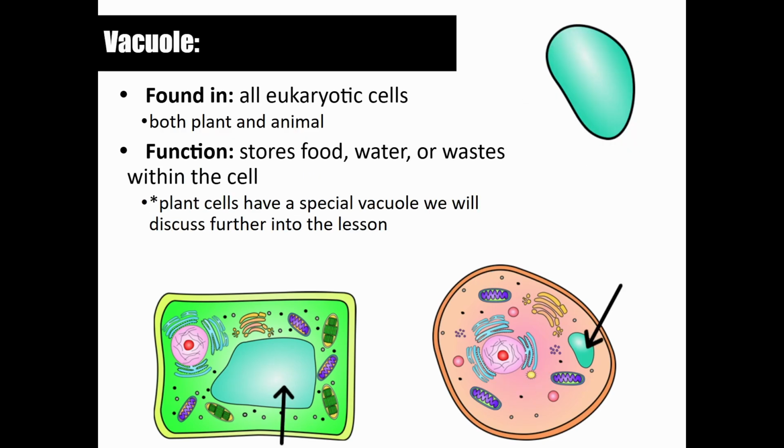And then there's a vacuole. Sounds like the word vacuum, and that's because it is relatively related. These are found in both plant and animal cells. However, it is usually associated with plants. Keep in mind, it's both, and plants do have a specialized one that we'll discuss further. But the function is to store food, water, or wastes within the cell. In particular, with plants, water becomes an incredible element of this. So keep that in mind.